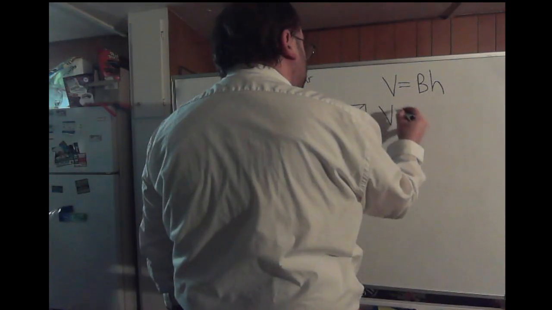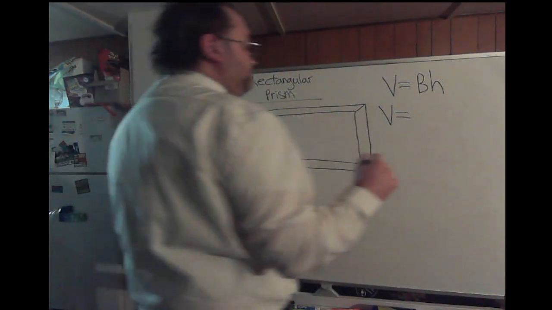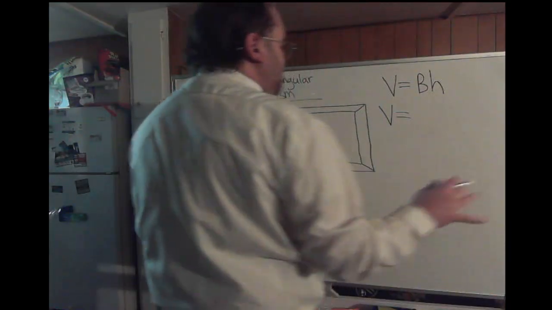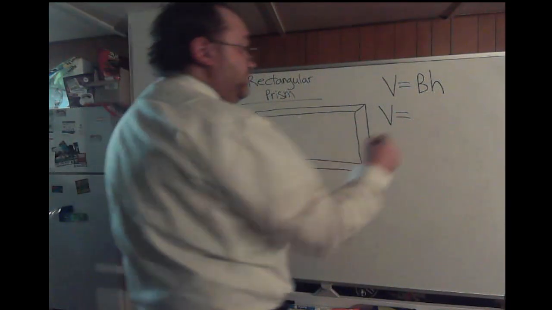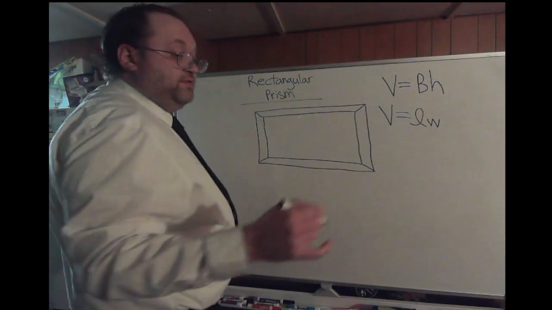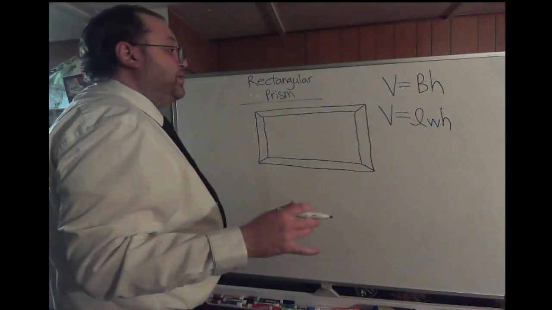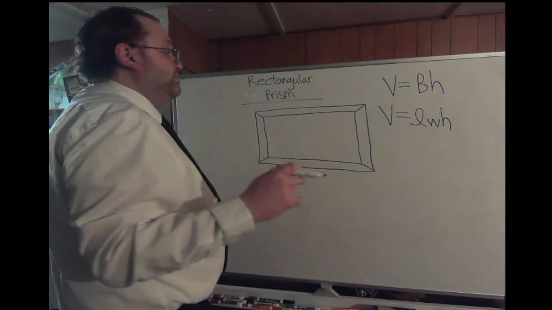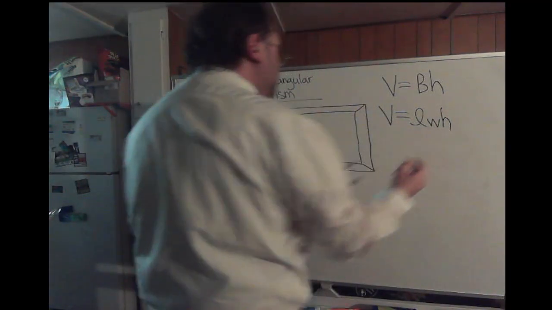In this case, we have a rectangular prism. So we know about the height, but what's the area of the base of a rectangle? Just the rectangle itself. Well, length times width, right? We want the volume, we just multiply by the height. So that's where the volume formula for a rectangular prism comes in. Length times width times height.